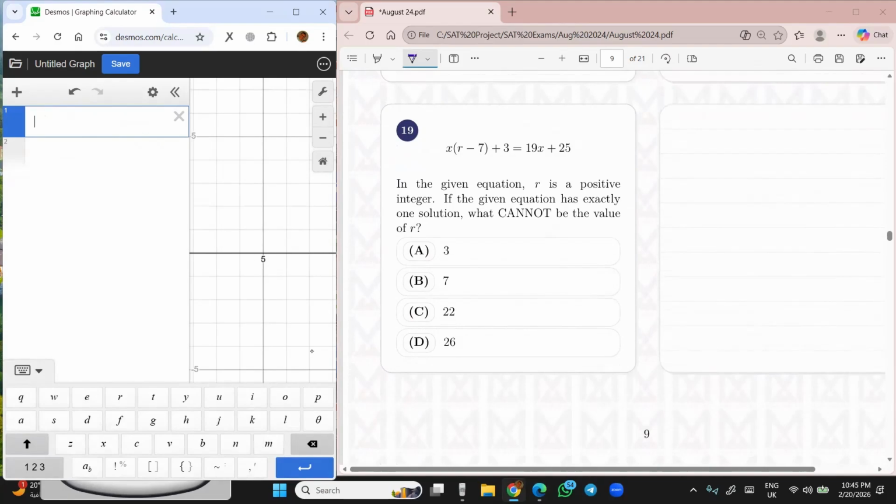Question 19. x(r − 7) + 3 = 19x + 25, and r is a positive integer. If the given equation has exactly one solution, what cannot be the value of r? r here is not equal to what? Cannot means r is not equal to something.